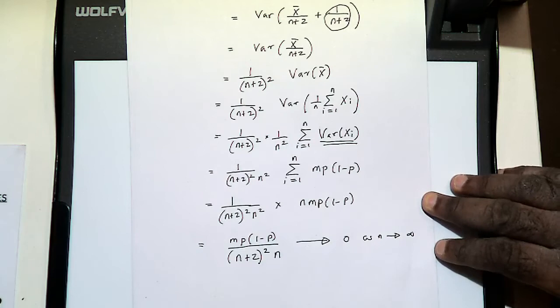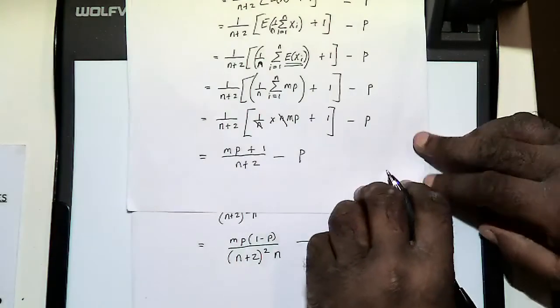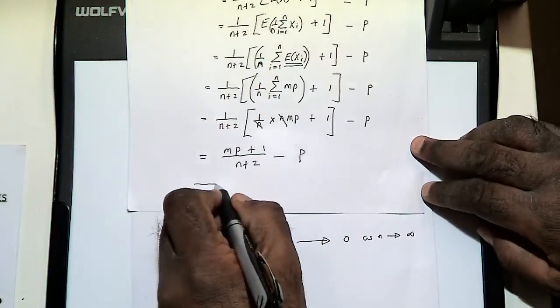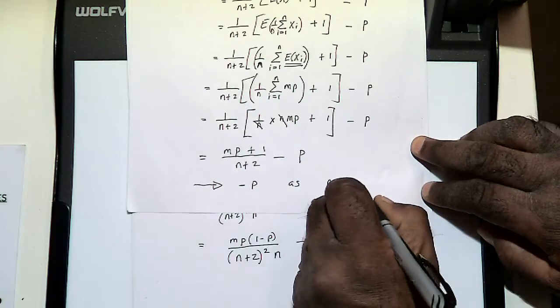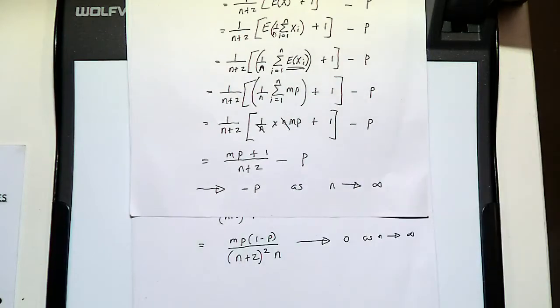But the bias, this is the bias, approaches minus p as n approaches infinity. So what you can say is that it's not an unbiased estimator, and it's also not consistent, because remember, when you work out the MSE it is the variance plus the square of the bias. So this estimator is not good in both areas.